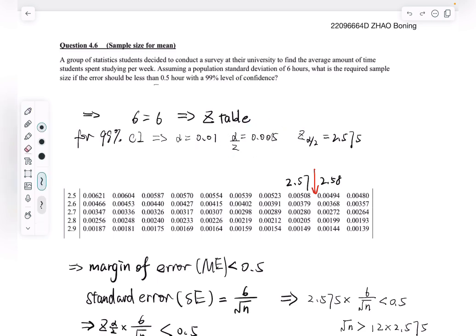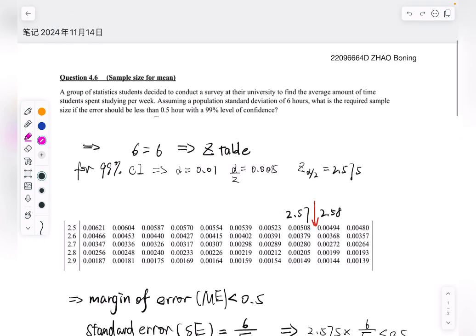Then we need to check the corresponding Z value in the Z table. Then check the alpha over 2, the 0.005. It's just between the Z value equal to 2.57 and 2.58. So we need to take the value between them. So we have our Z value equal to 2.575.